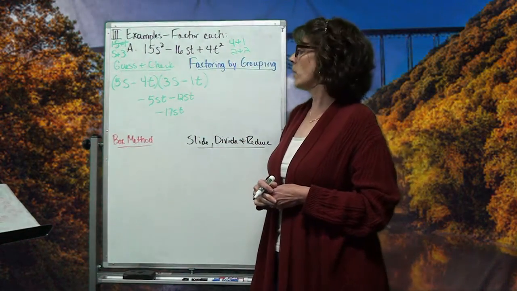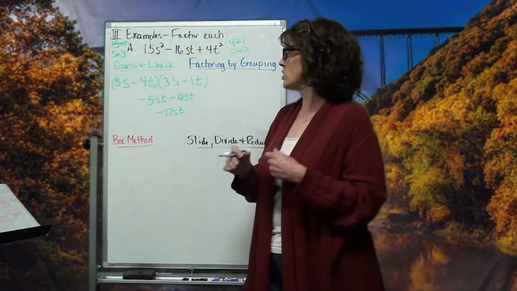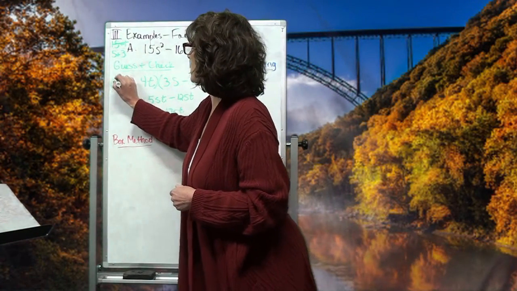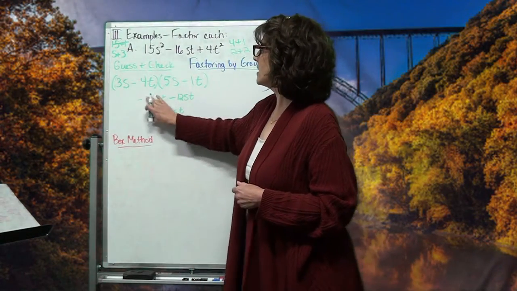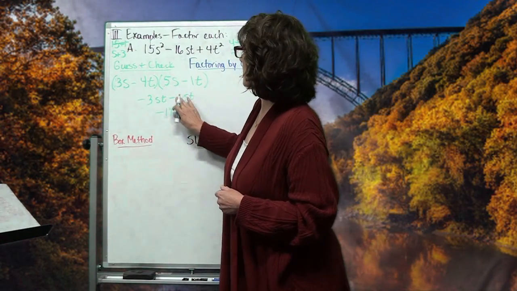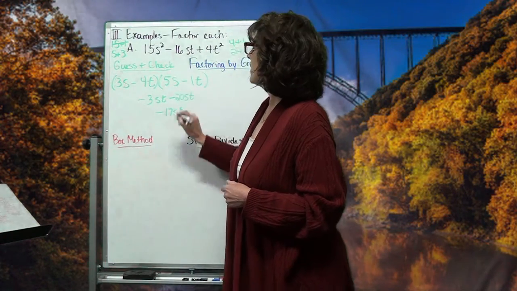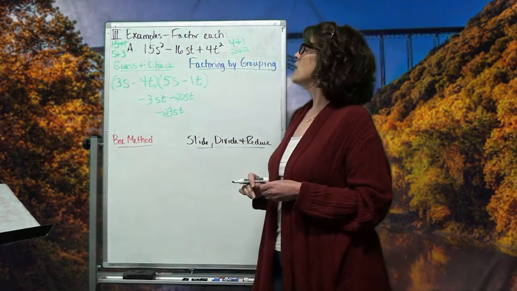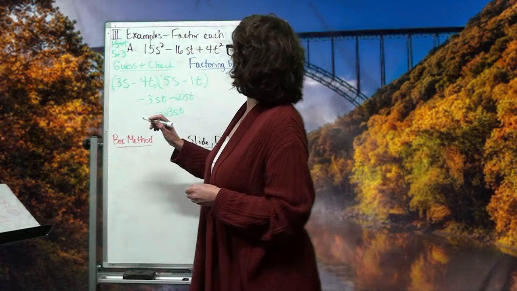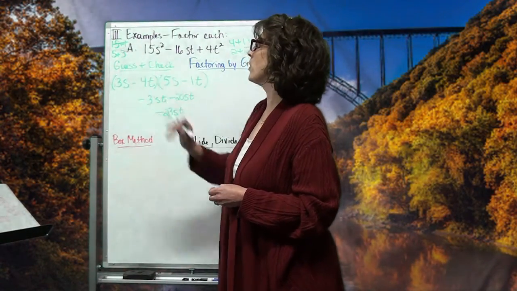Still not quite what I want, but before I throw it out, I'm going to switch it up. So let's switch this as the 3, and let's switch this as the 5. Now on the outside, I get a negative 3st, and on the inside, I get a negative 20st. That gives me a negative 23st. Yet again, not quite what I want. So I'm ready to throw out, well, wait, before I threw, oh, I messed up.